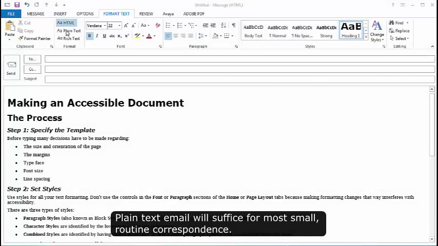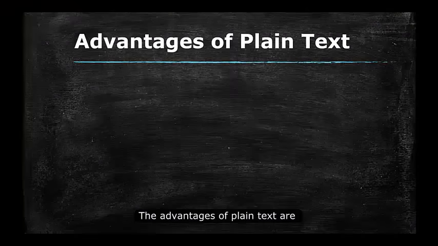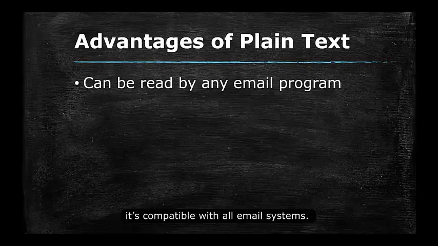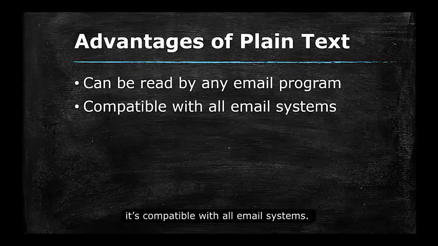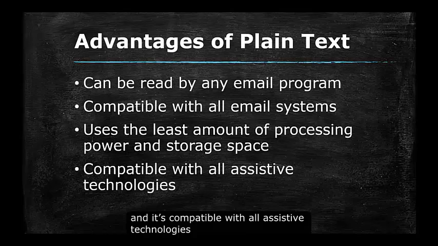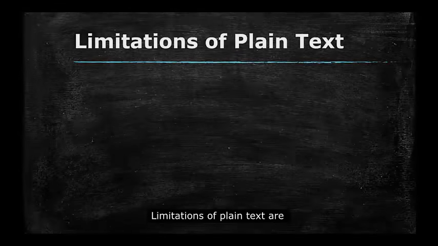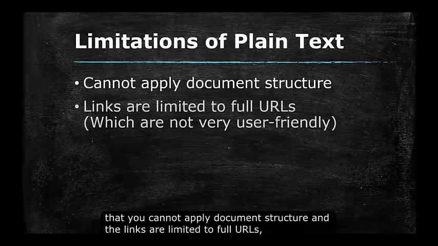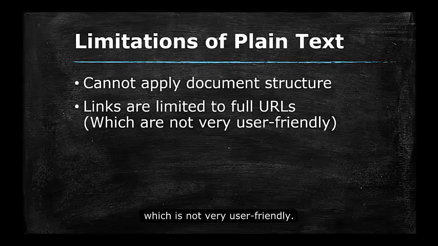Plain text email will suffice for most small routine correspondence. The advantages of plain text are that it can be read by any email program, it's compatible with all email systems, it uses the least amount of processing power and storage space, and it's compatible with all assistive technologies. Limitations of plain text are that you cannot apply document structure and the links are limited to full URLs, which is not very user-friendly.